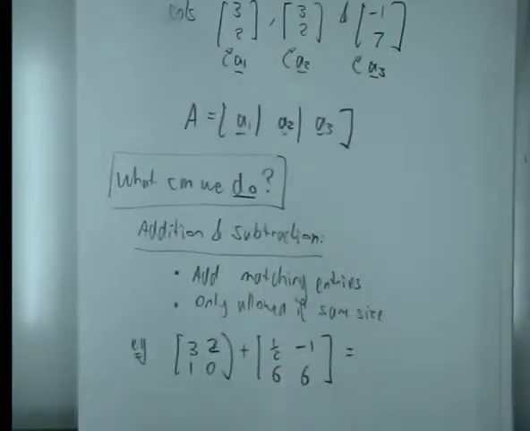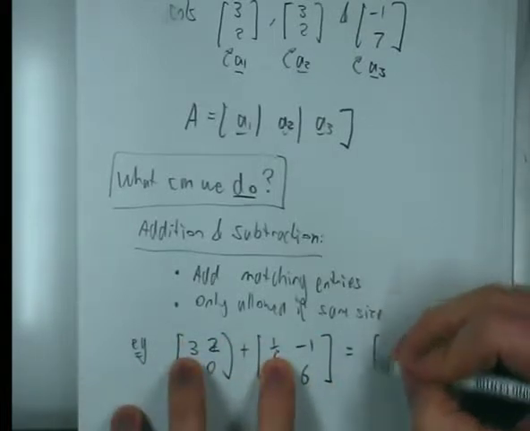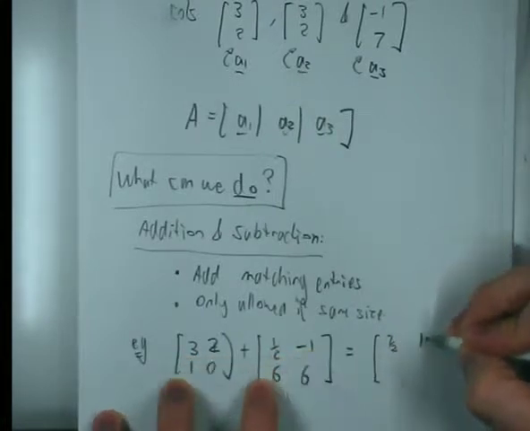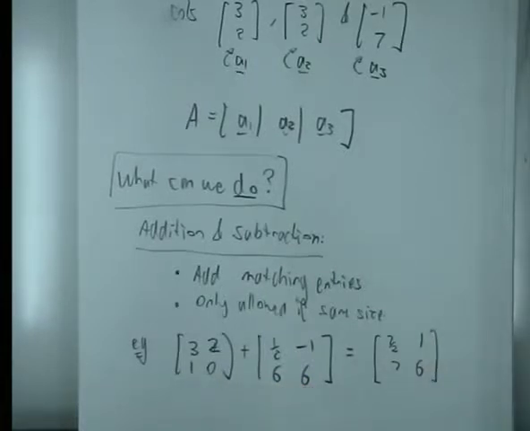And so you go, well, cool, they're the same size, so every entry has a matching entry in the other one. I can go, well, 3.5 would be 7 halves, 2 minus 1 is 1, 1 plus 6 is 7, 0 plus 6 is 6. And you just add all the matching entries in the same spot, and that's how you add matrices. It doesn't matter how big they are, as long as they're the same size, you can add them.